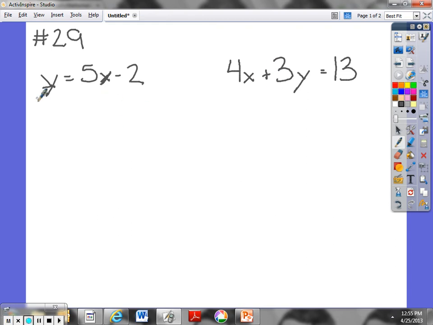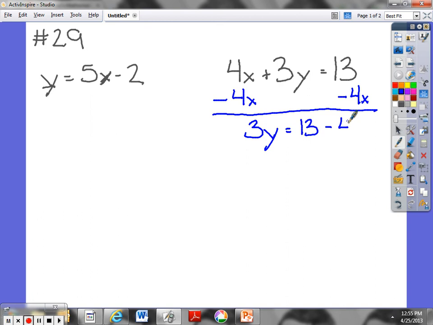First thing I do, I'm not even going to touch this side, it's already done for us, which is great. I'm going to go over here and subtract 4x from both sides. Now I do notice that you guys tend to like to put whatever that subtracting is second, so I can do that. We could do 3y is equal to 13 minus 4x.